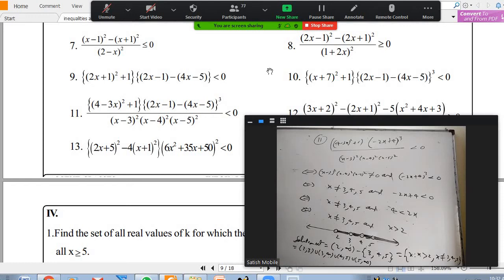In the 13th question, there is a product of two things, and the second bracket is a square that is always positive, but when it is 0, those numbers have to be carefully removed. When is 6x square plus 35x plus 50 equal to 0? What are the roots? How can I write 300 as a product of two numbers whose sum is 35?